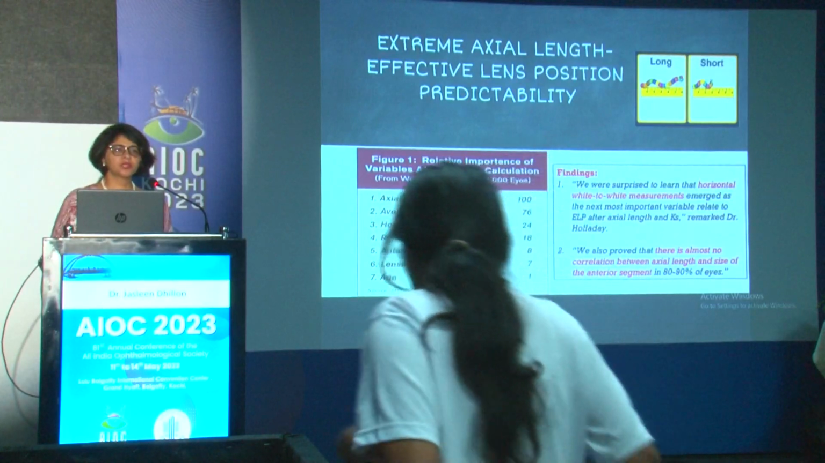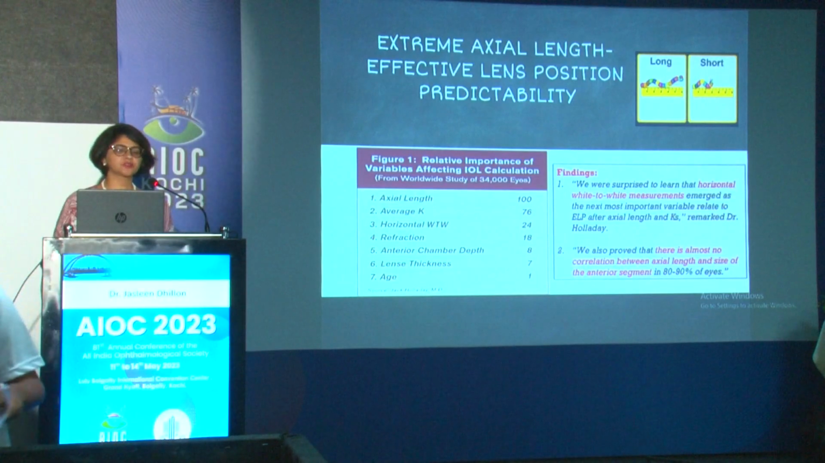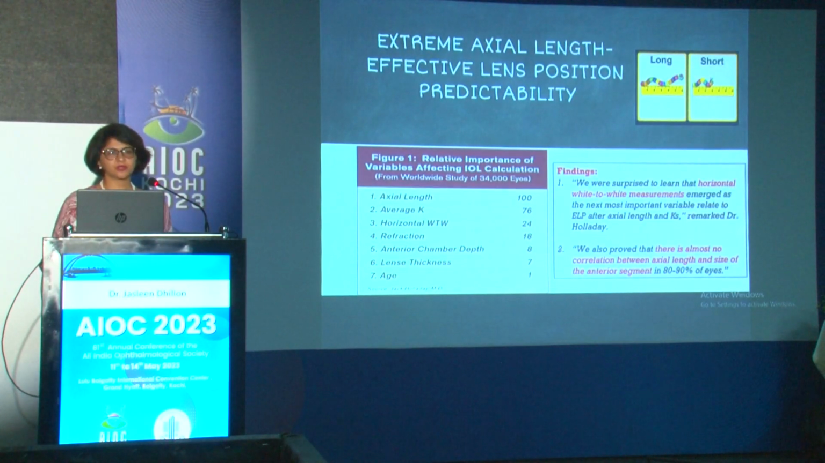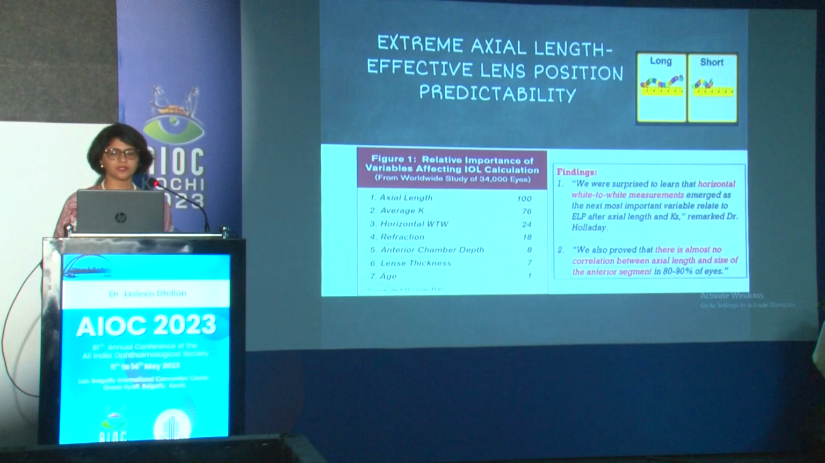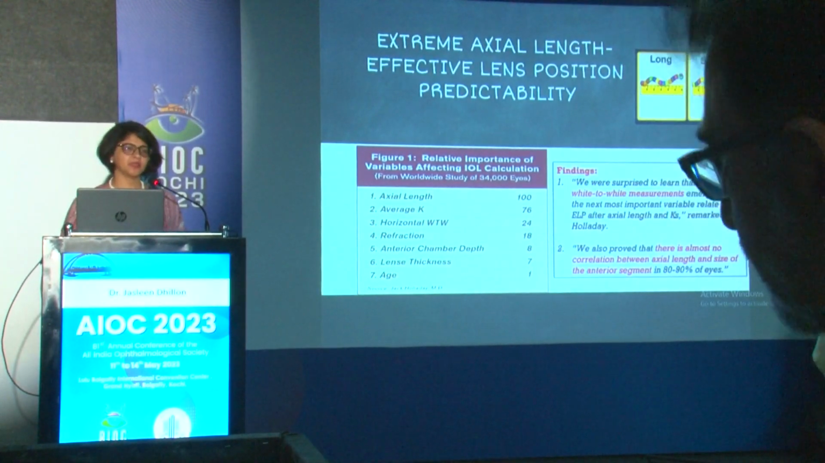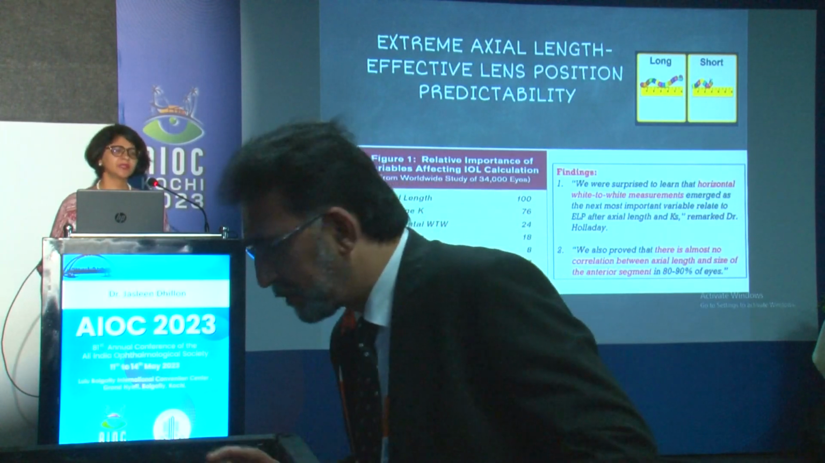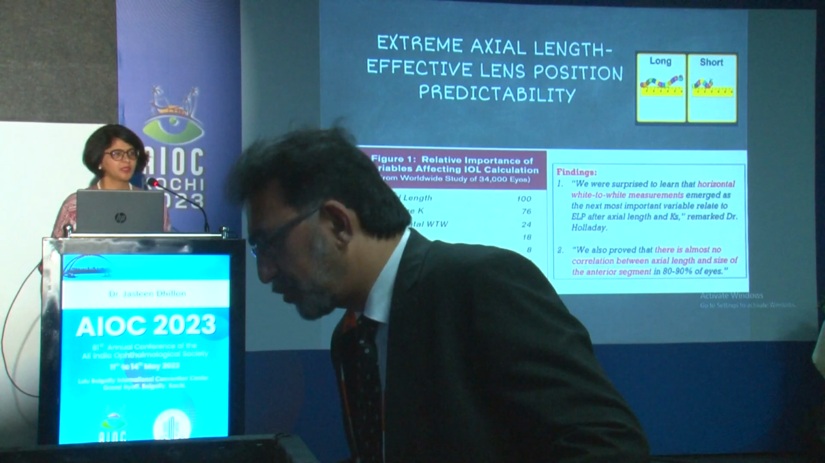The newer IOL formulae have really helped in these eyes, particularly because in addition to the axial length and the average K, there are a lot of other parameters being taken into consideration. The most important of them is the white-to-white horizontal measurement. And this, plus the fact that it was understood that the previous formulae were based on larger eyes having a deeper AC and shorter eyes having a shorter AC depth, which was not exactly true in most of the cases.